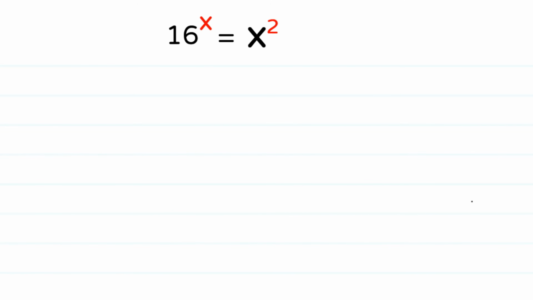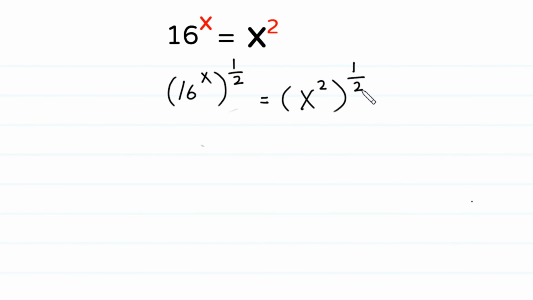Hello, welcome to how to solve this exponential equation. 16 to the power x is equal to x squared. First of all, we take power 1 over 2 on both sides. 16 to the power x to the whole power 1 over 2 is equal to x to the power 2 to the whole power 1 over 2.